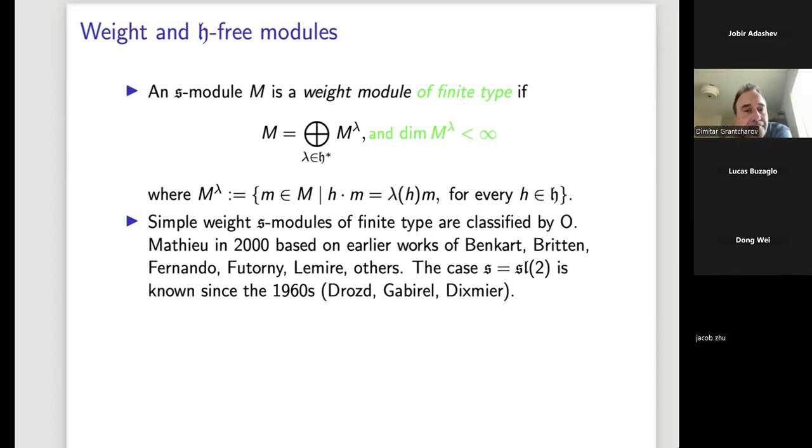who used previous works of Benkart, Britten, Fernando, Futorny, Lemire, and others, and completed this classification of simple weight modules. We will mention, if time permits, a few parts of this classification.